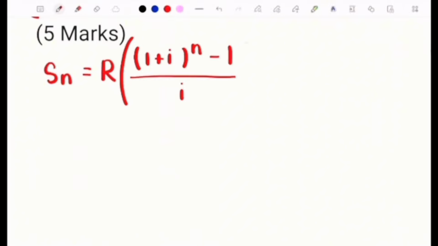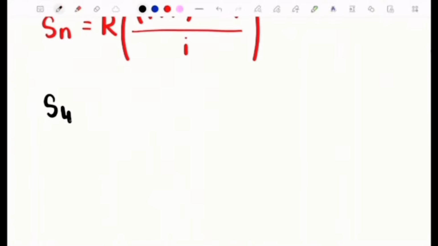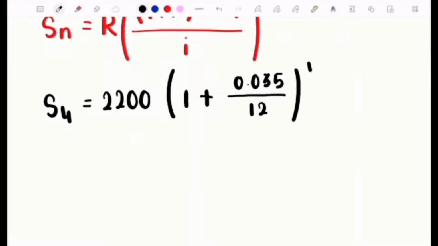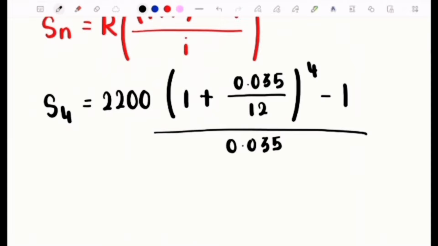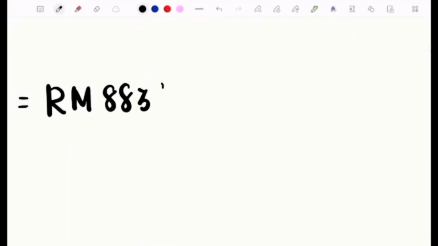S_n equals R in bracket 1 plus I to the n minus 1, over I. And then we need to plug the numbers into the formula. The answer we will get is 8,838 ringgit 57 cents.